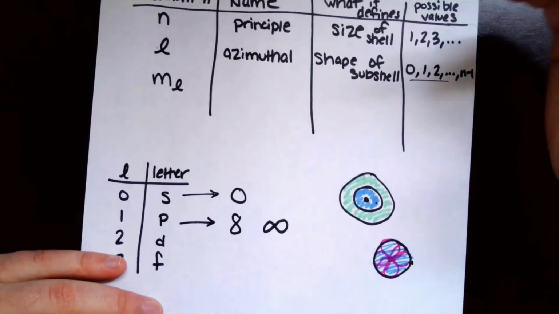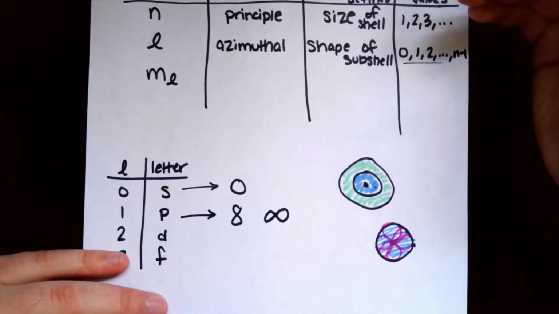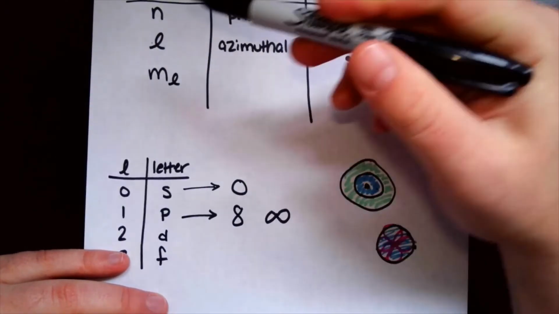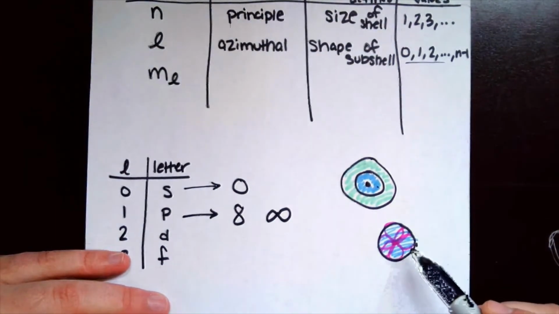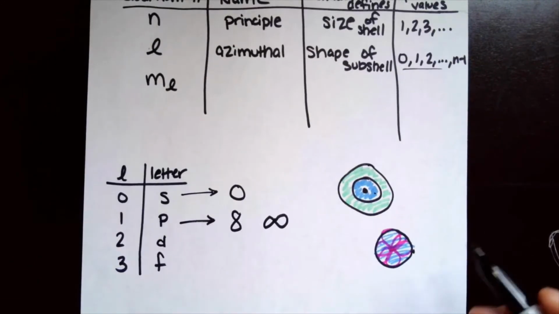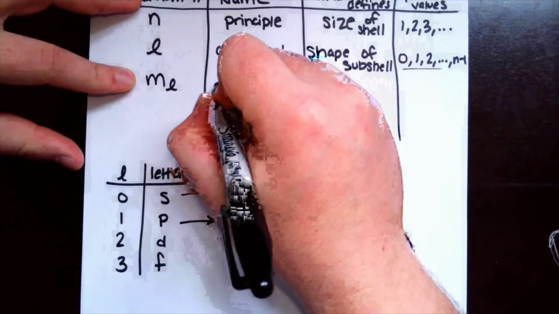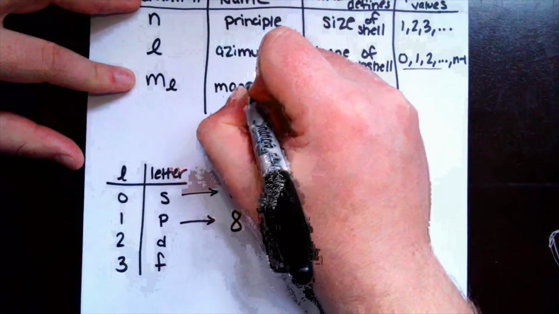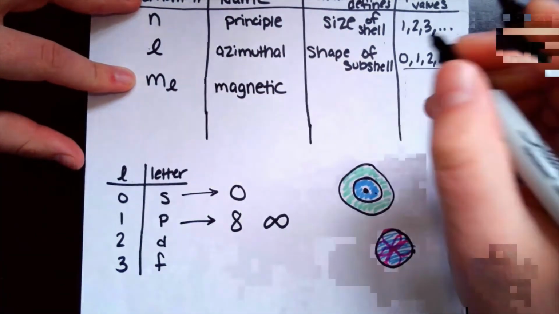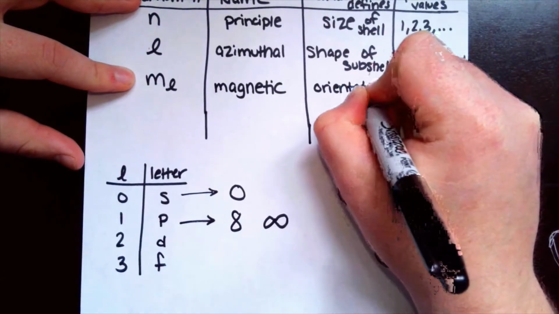So this is what I mean by each quantum number starts to get increasingly more specific about exactly where the electron is. So the first one tells us what energy level that electron is located in. The second one tells us which subshell within that energy level it's located in. So now the third one is m sub L, the third quantum number. That's referred to as the magnetic quantum number. And that tells us the orientation of the orbital.